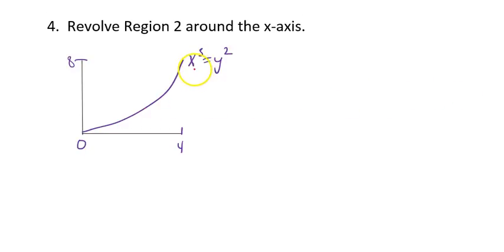Okay, let's go to example 4. We're going to revolve region 2 around the x-axis, region 2 being this upper region. So the first thing is I'm taking that around the x-axis, going here. The x-axis is horizontal, so I need to draw my rectangle horizontal.